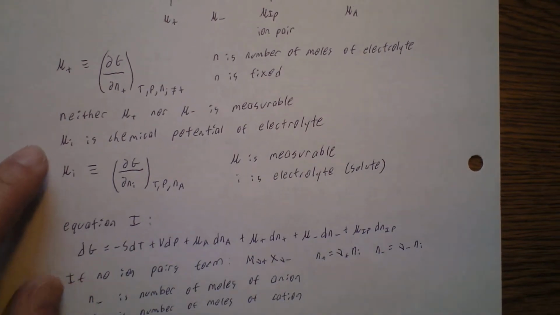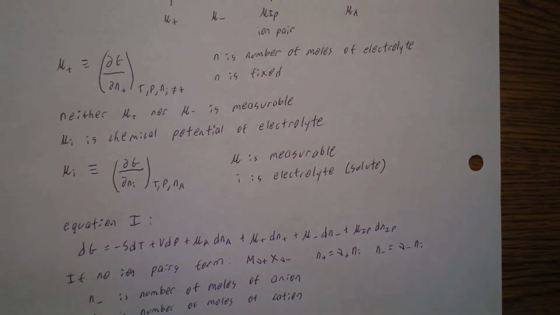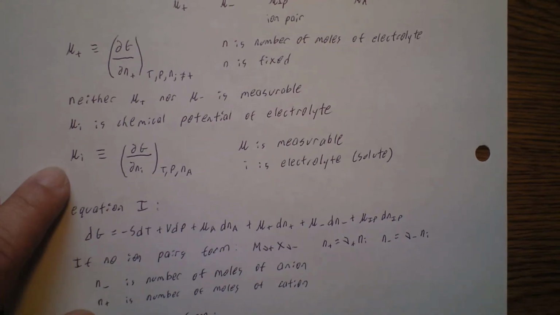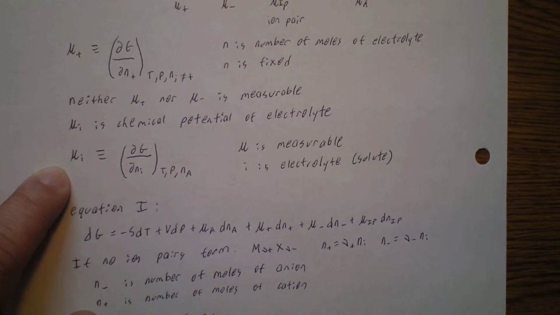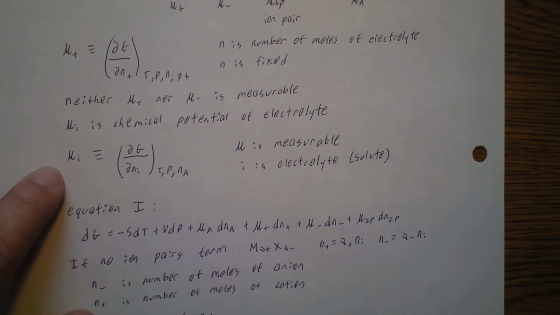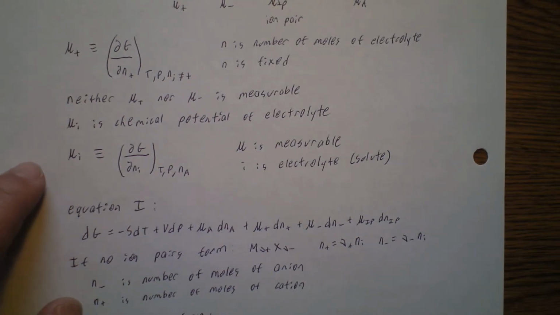Now we do have the chemical potential of substance I, which is the chemical potential of the electrolyte. The chemical potential of the substance I is defined as the partial derivative of the Gibbs free energy with respect to the number of moles of the actual electrolyte at temperature, pressure, and holding the number of moles of the solvent constant. Now mu is actually measurable. And of course I is our electrolyte, the solute.